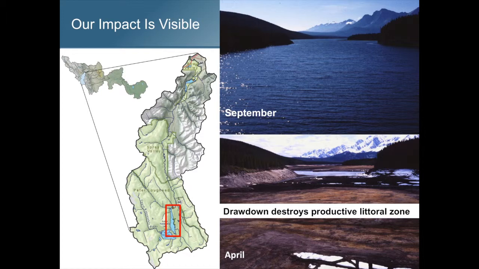In September, it's filled up after spring and summer rains and snowmelt events. So it's full going into the winter. By the end of winter and spring, it's near empty. It fluctuates about 13.5 meters. Not good for fish.